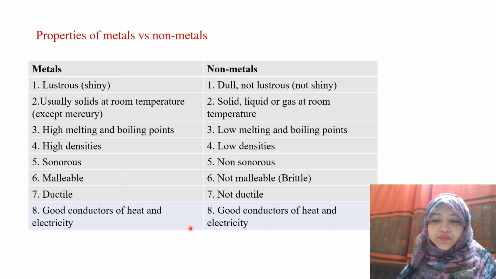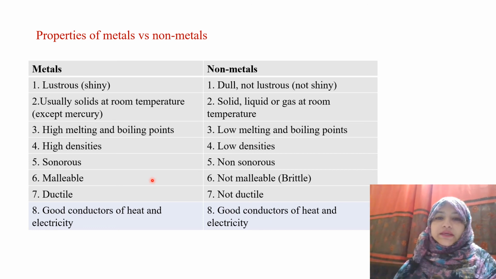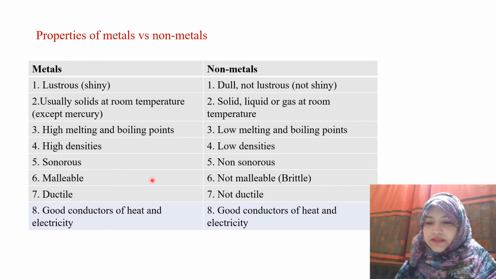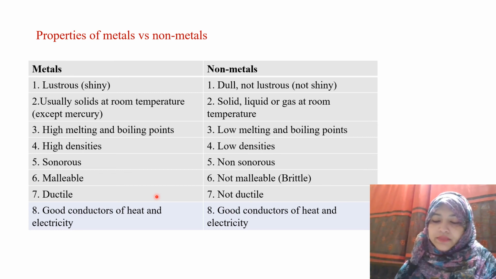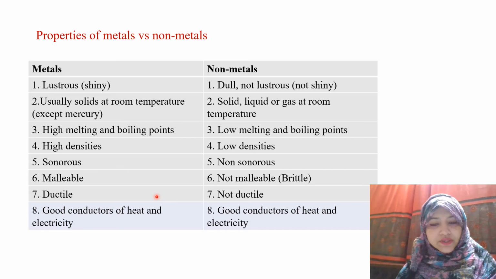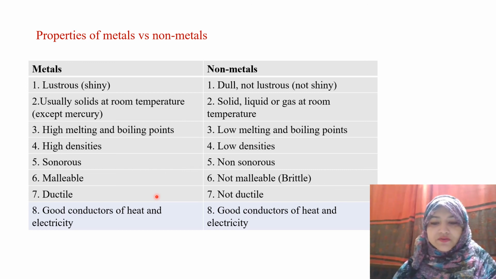Another very important property is number 5, sonorous. Metals have a sonorous sound. What does sonorous mean? Sonorous is the property of metals by which they produce a ringing sound. This is the property that makes metals produce a ringing sound when struck hard. But non-metals are non-sonorous. They don't make any ringing sound, any jingling sound, when struck.